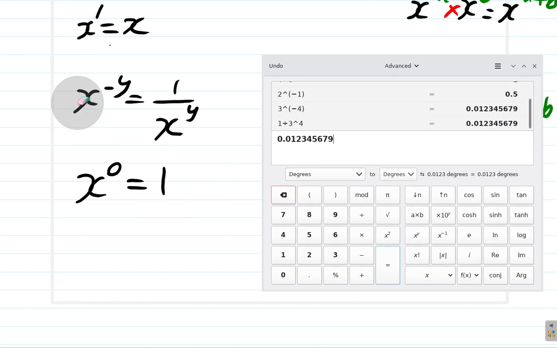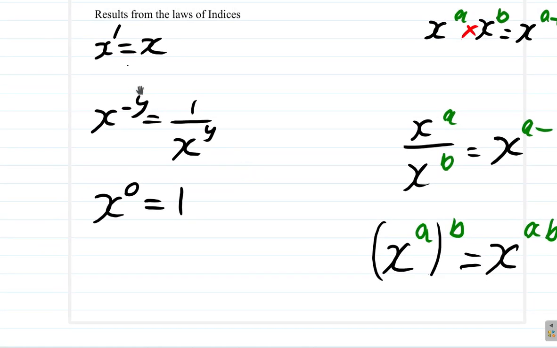So, let's review the results. Number raised to the 1 equals the same number itself. Number raised to the 0, you get 1. Number raised to the negative power equals 1 over the number raised to the positive power. So those are some results that we got.